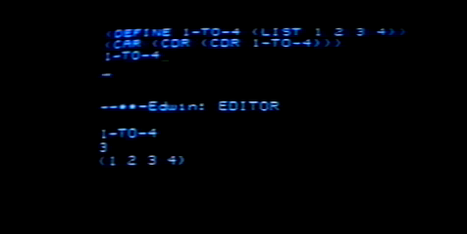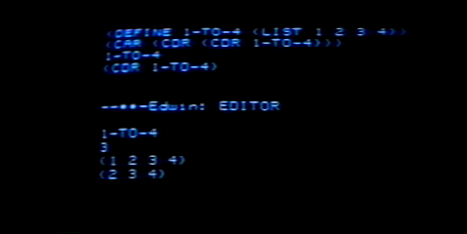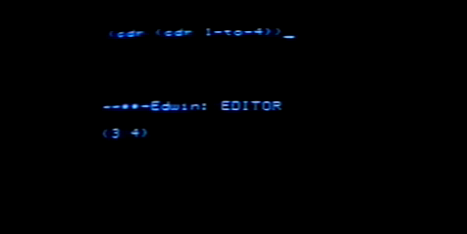So for example, if I said, what's the cdr of 1 to 4, that's going to be the rest of the list. That's the thing pointed to by the first pair, which is again a sequence that starts off with 2. Or for example, if I go off and say, what's the cdr of the cdr of 1 to 4, then that's 3, 4.